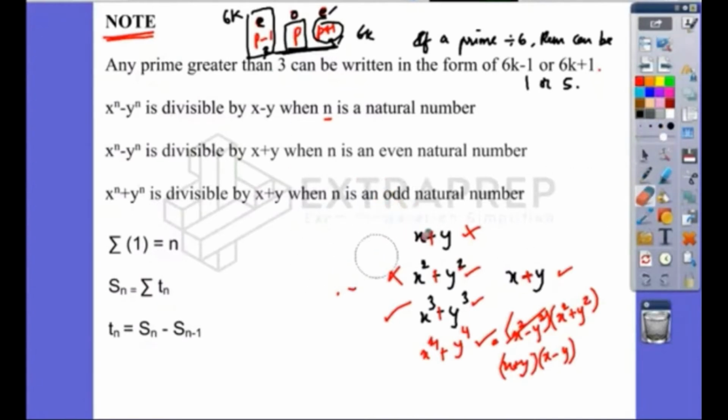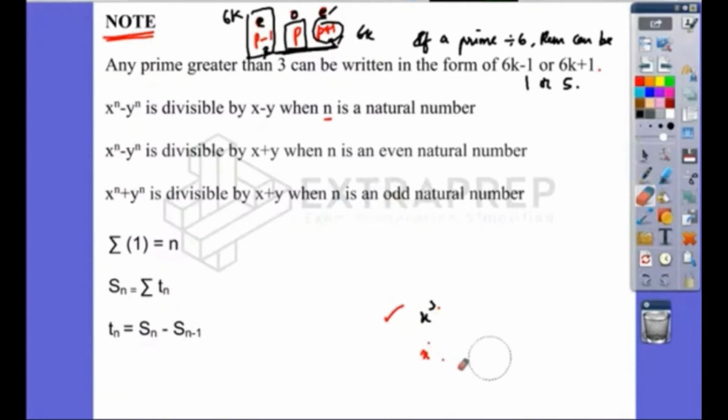Okay. Then look at the other formula given below. Sigma of 1 is n. 1 is a constant. Sigma of 1 is n. See, 1, 1, 1, 1, you add 5 times. What's the value? 5. When you're adding it 5 times, the answer is 5. Okay. So that's the formula.